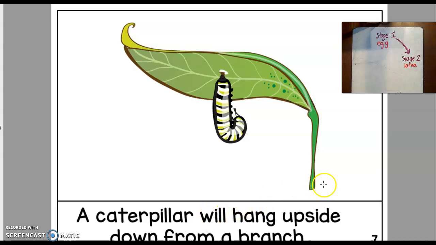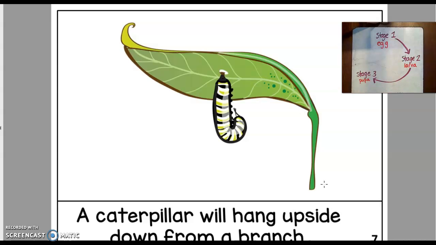A caterpillar will hang upside down from a branch. Now this means we are entering stage 3. And stage 3 of the butterfly life cycle is a pupa.